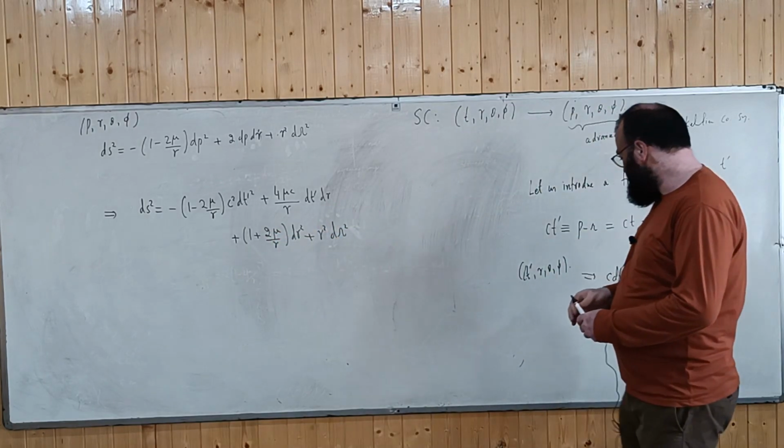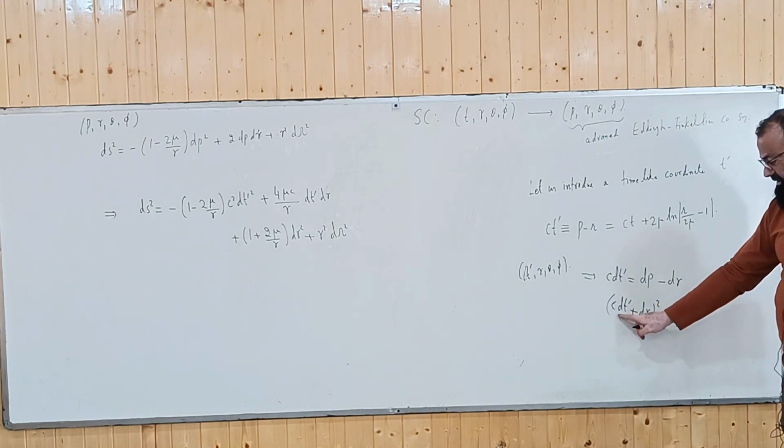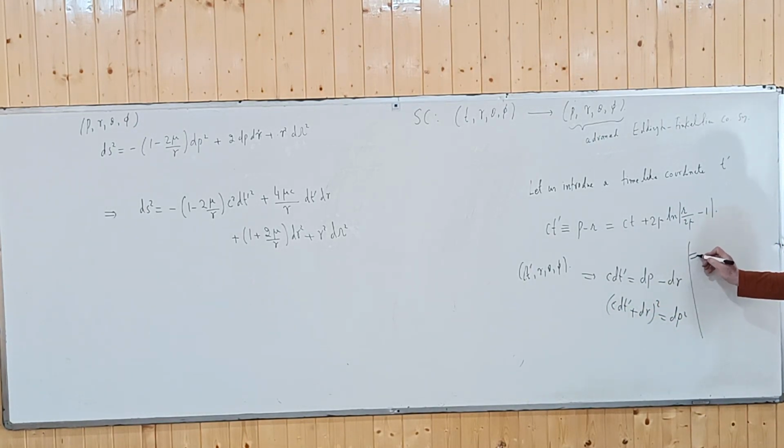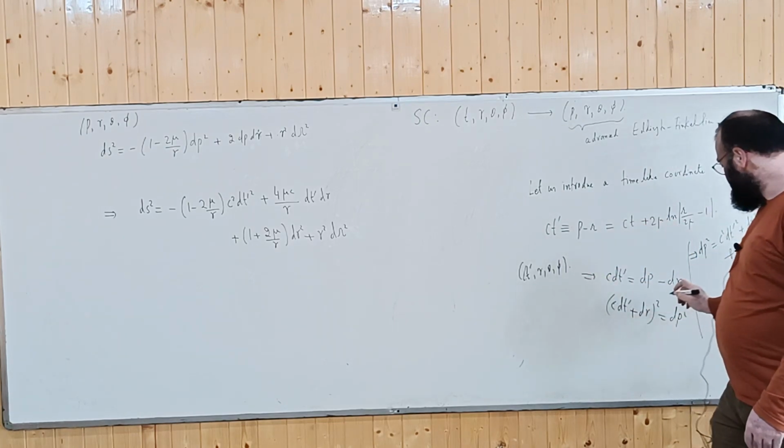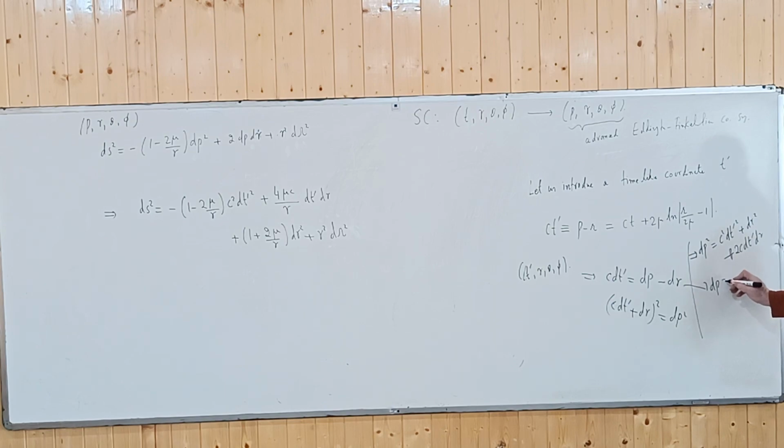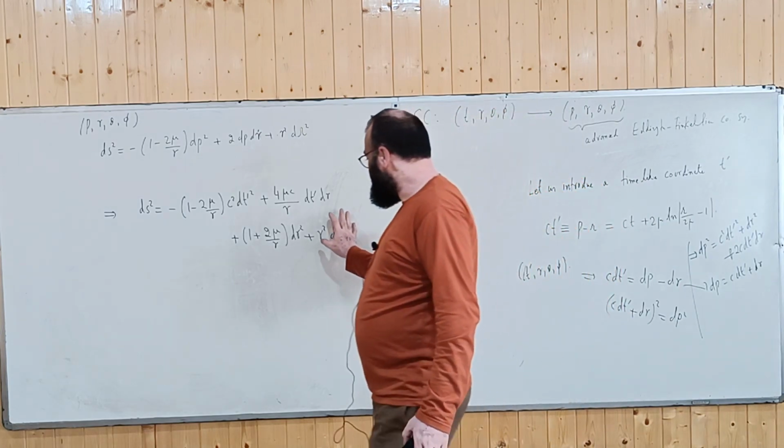If you are not able to do it, just look here. So dp square is what? c square dt prime square plus dr square plus twice c dt prime dr. Now use this dp square here. From here you are having dp as c dt prime plus dr. Use this and rearrange the terms simply. Clear? Okay, good.